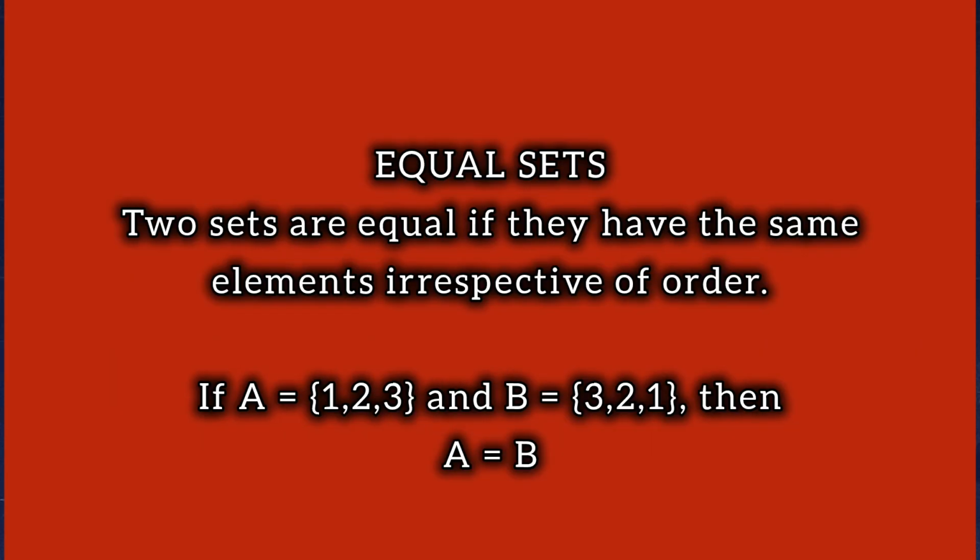And fourthly, we'll consider equal sets. Two sets are equal if they have exactly the same elements irrespective of order. Example, this set containing the elements 1, 2, 3, and another set containing the elements 3, 2, 1. Irrespective of the order of the elements, they are equal as long as they have the exact same elements.